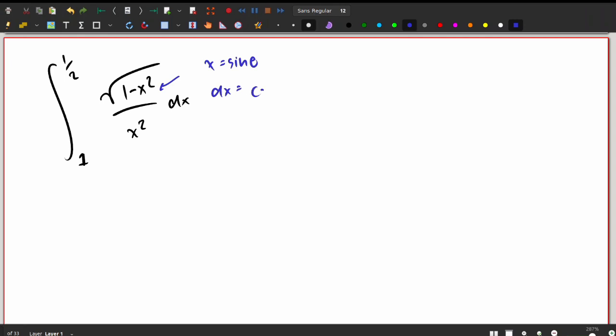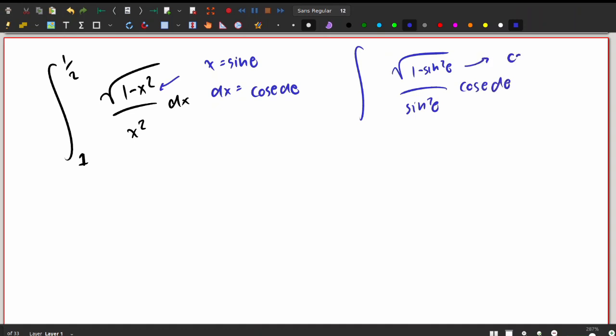Therefore, dx is equal to cos theta d theta, and now we can rewrite our integral as the integral of square root 1 minus sine squared theta divided by sine squared theta times cos theta d theta. Now, this square root is going to simplify to cos theta, and that's going to multiply this cos theta. So I'm going to rewrite this as the integral of cos squared theta divided by sine squared theta with respect to theta.